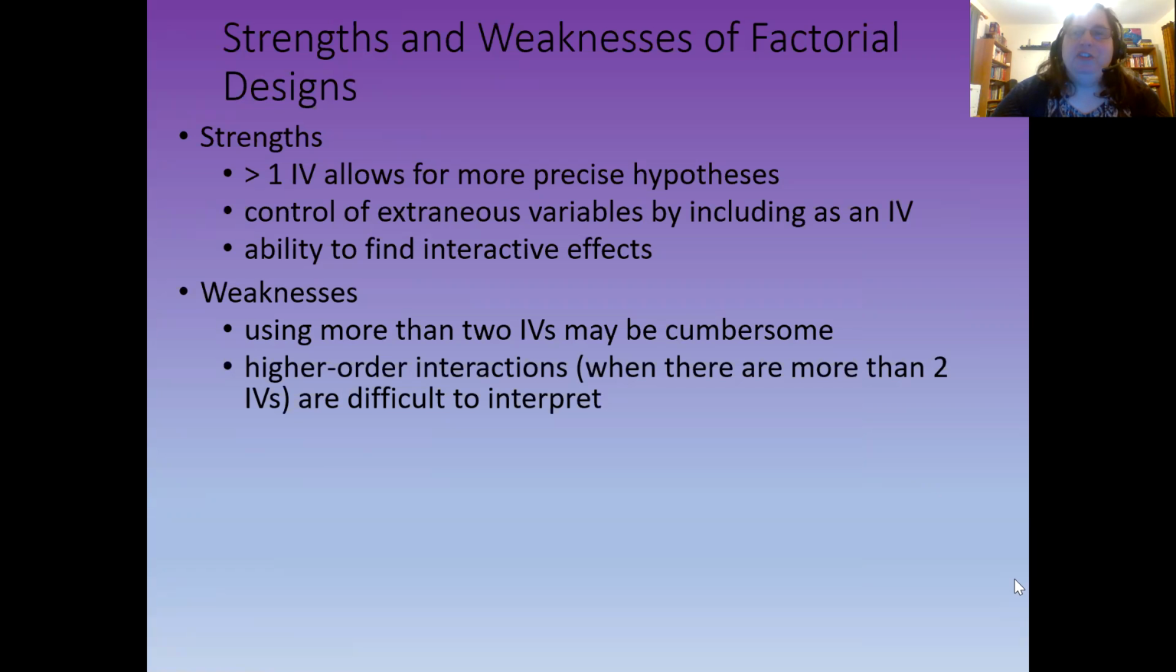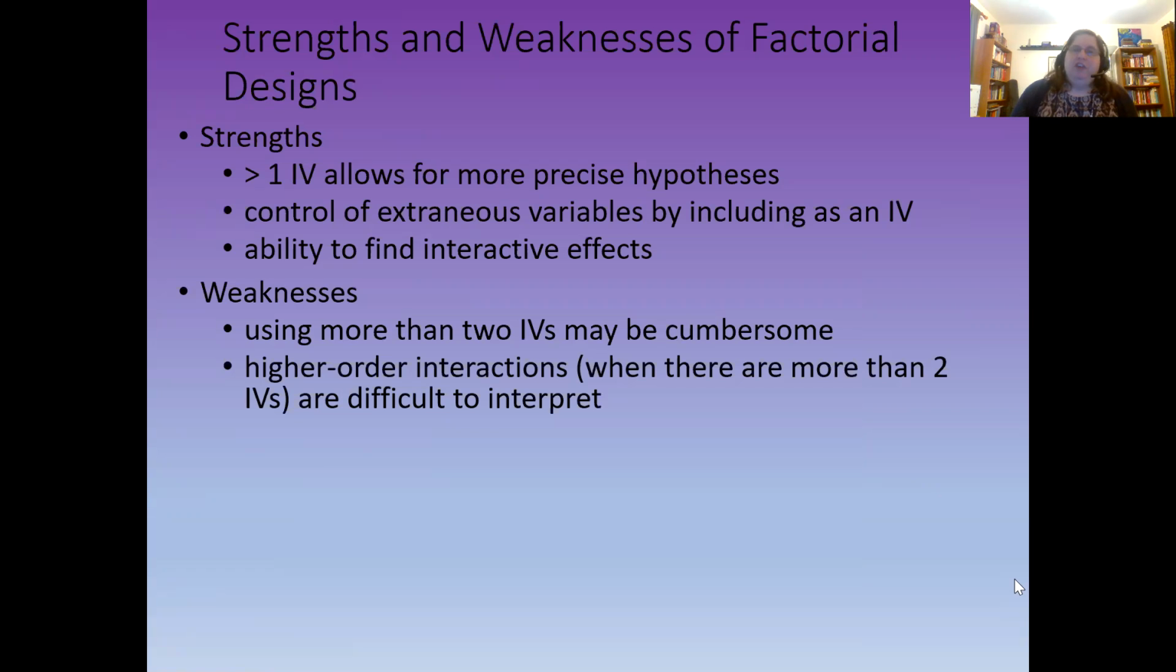Now, having said that, what's the weakness? Well, using more than 2 independent variables may be quite cumbersome. If I just wanted to study sleep deprivation, I could have put 10 people in one group, 10 people in another group. That's 20 people. By including caffeine, I suddenly needed 60 people to have 10 per group. Okay. And then higher order interactions, when there are more than 2 IVs, are difficult to interpret.